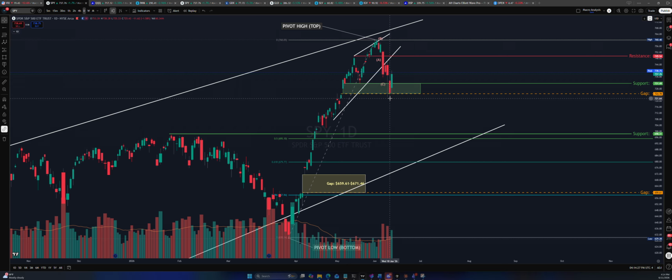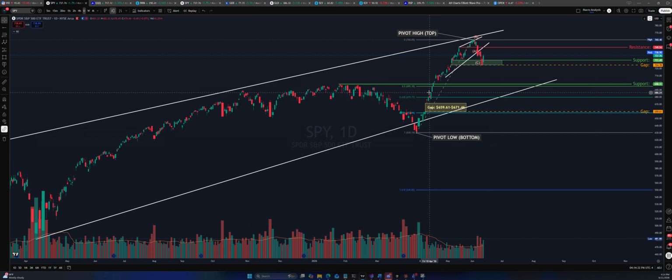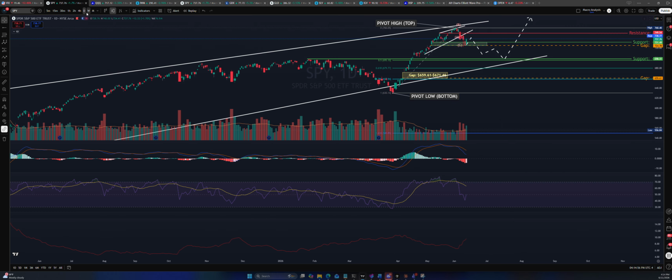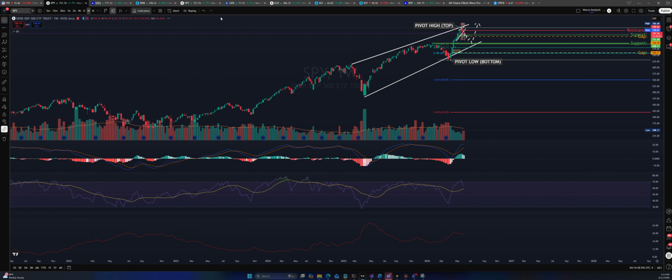So technically speaking, the kind of pullback I would want to see for a wave 2 is a pullback to come down to this level over here and retest this breakout right over here, which is a break of structure. So I wanted to see this kind of pullback to come down here and retest this level, then continue to move to the upside. It doesn't mean we will have this because the market keeps getting bought up over and over.